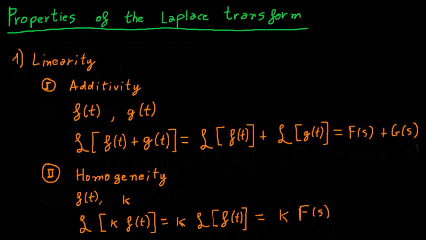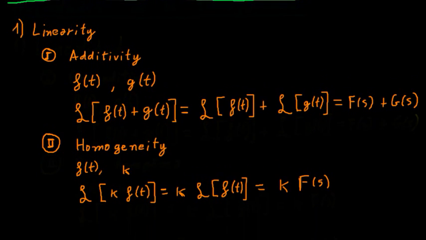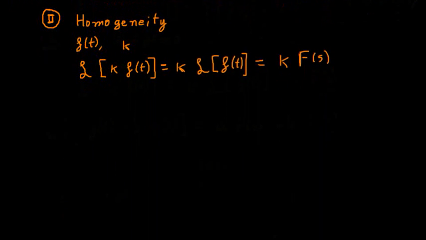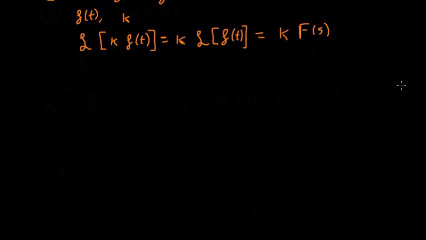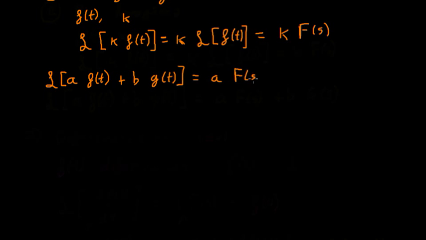Sometimes these two principles, the superposition principle and the scaling property, are expressed together in a single equation, like this one: the Laplace transform of a constant a times a function f of t plus a constant b times function g of t is equal to a times F of s plus b times G of s.